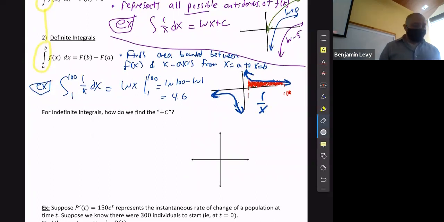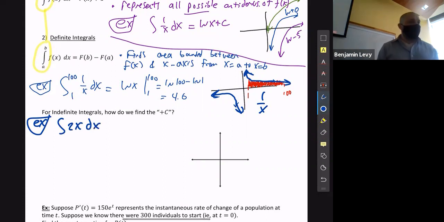So how do we find the plus c? Let's do a simple example. Let's say we integrated 2x. Super easy to integrate, right? Anti-power rule. 2x squared over 2 plus c, which is just x squared plus c.